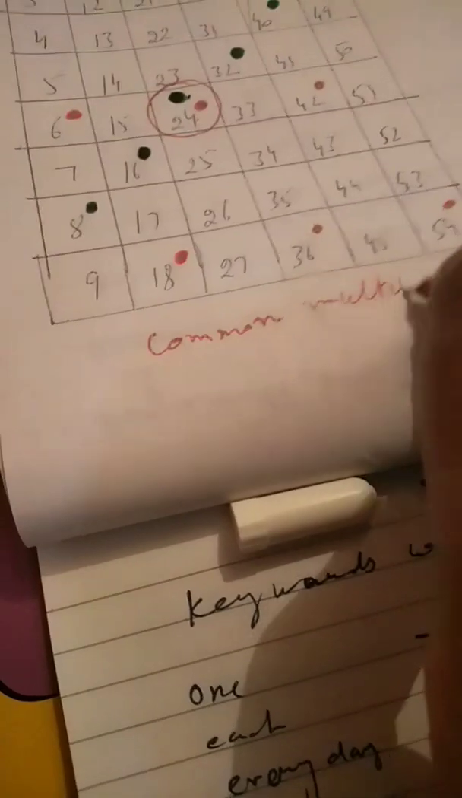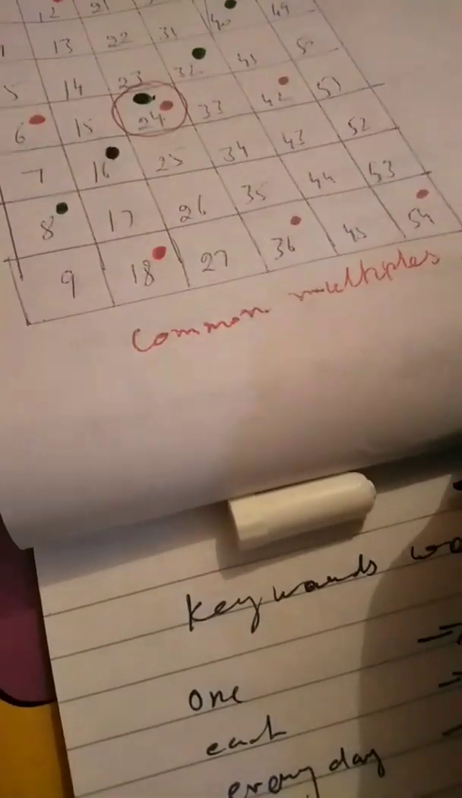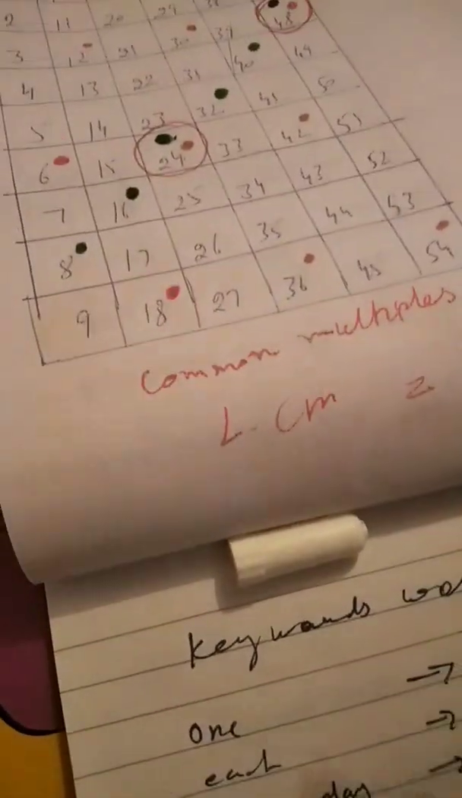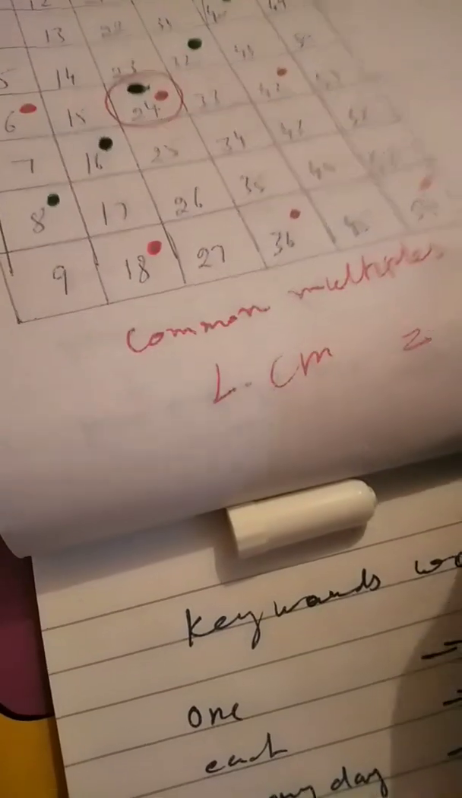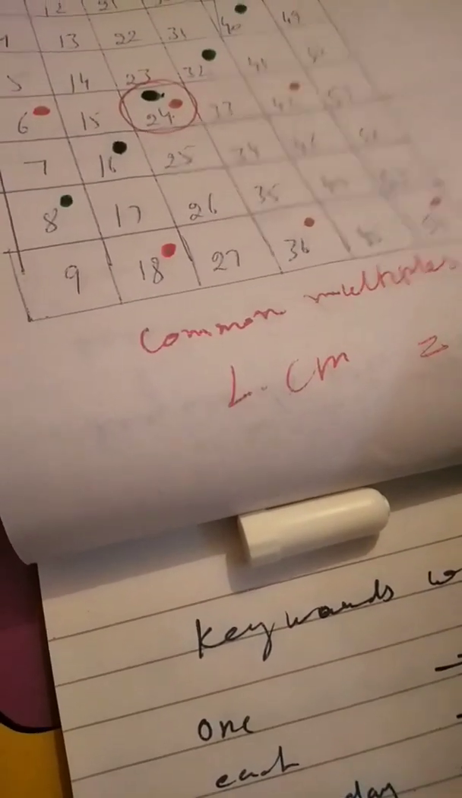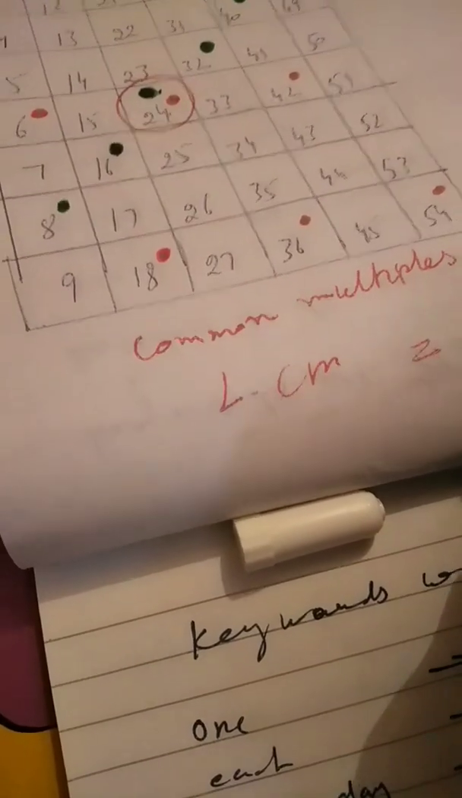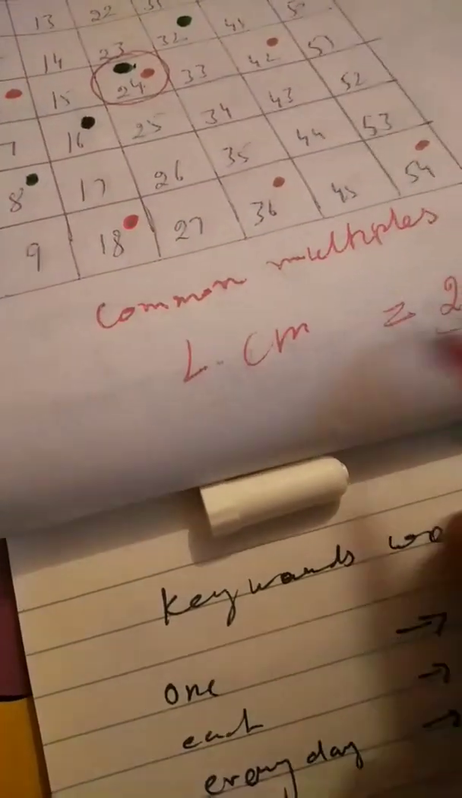So that means here the common multiples are 24 and 48, and therefore you can say LCM. What is LCM? Between these two, 24 and 48, which one is the smaller one? 24. So the LCM will be 24.